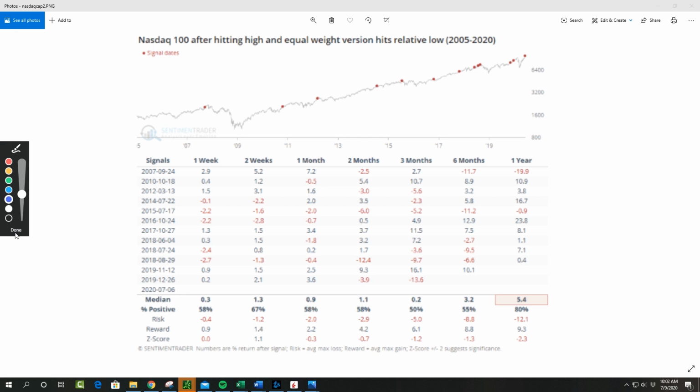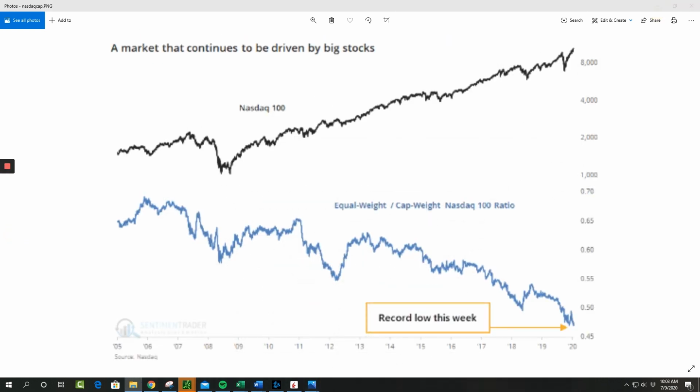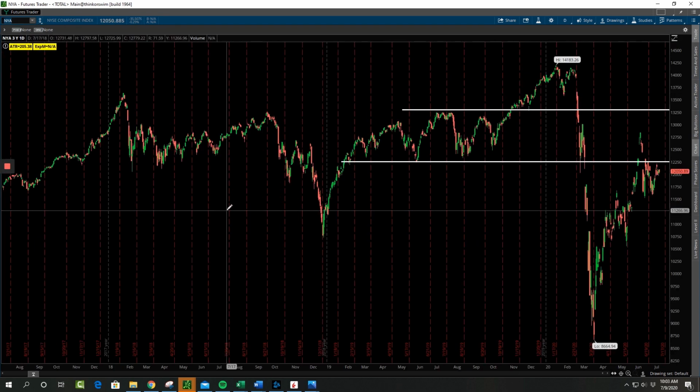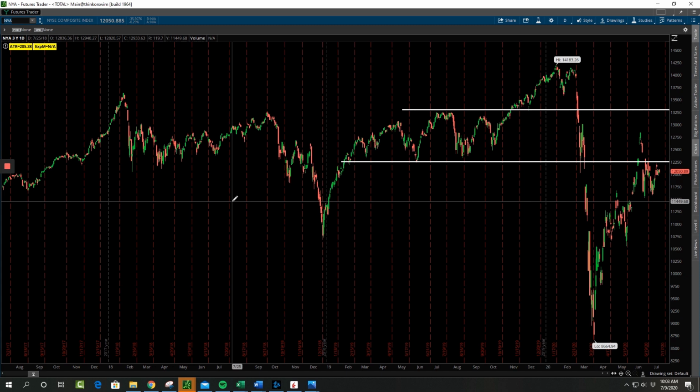But what ultimately has to happen for us to continue to push higher, we need performance out of the rest of the market. We can't have 5 or 6 companies being the only things that are really leading us higher. And this is really, really clear when we take a look at the New York Composite Index, right? There are just areas of this market that just haven't come back.